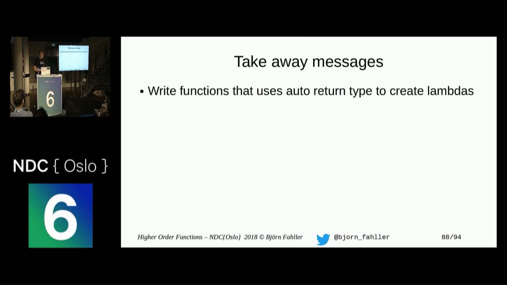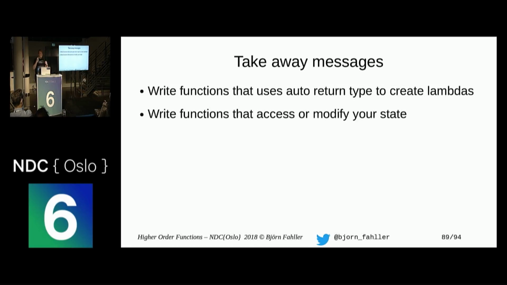So, takeaway message before we're done. As I said so many times, write functions that use the auto return type to return lambdas, where the lambdas capture the function parameters and do stuff. And write functions that access or modify your state.